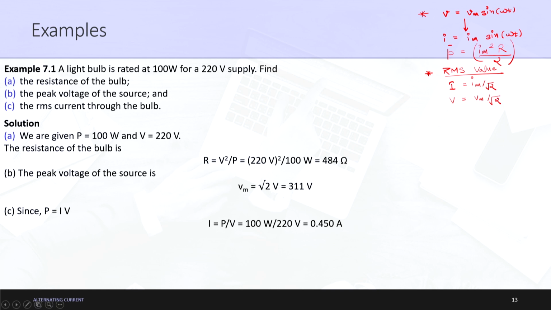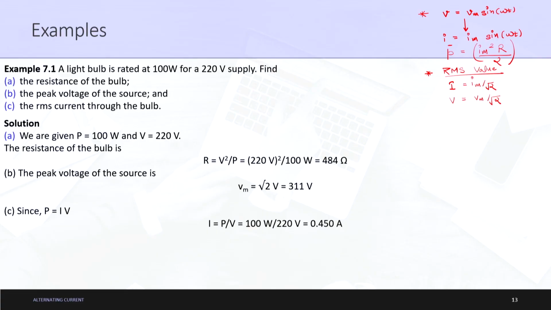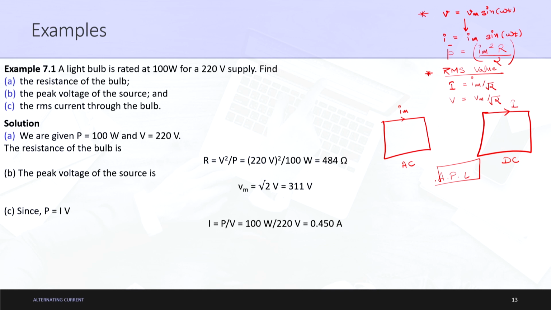Next, what is the use of this RMS value? The RMS value is used to link an AC circuit with a DC circuit. As an example I already explained, let us suppose this is an AC circuit and this is a DC circuit. If the current passing through the AC circuit is Im and the current passing through the DC circuit is capital I, then the average power loss will be the same in both scenarios. That is how we can relate AC circuits with DC circuits. That was all the explanation we need for AC voltages passing through a resistor.